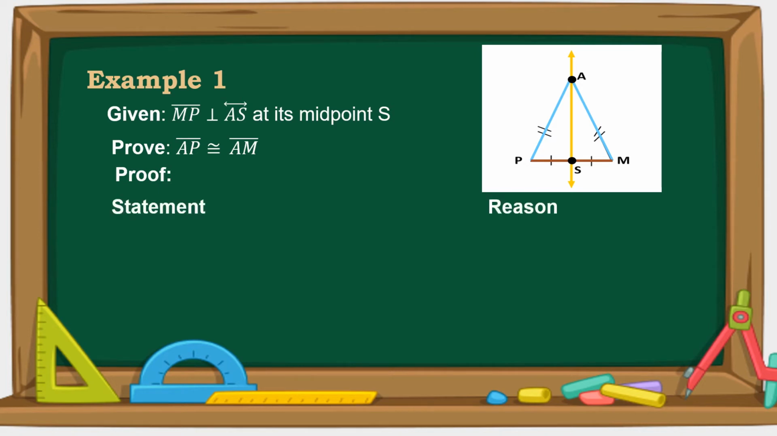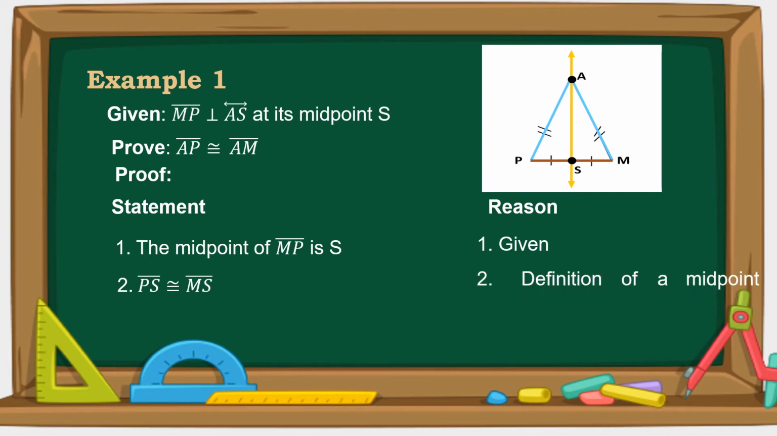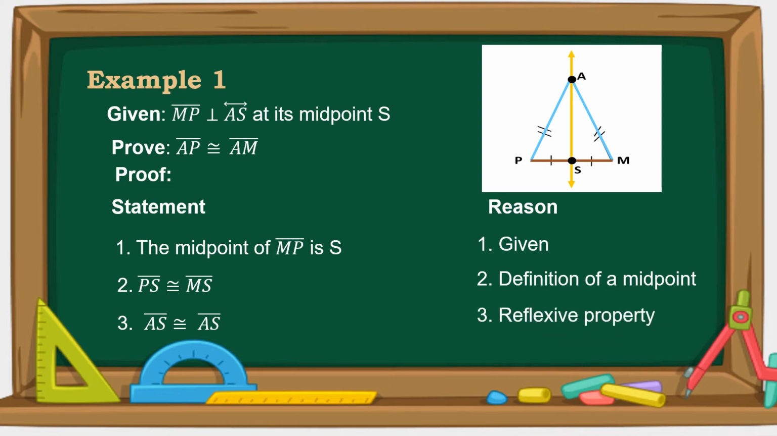So here's the proof. Statement number 1. The midpoint of line segment MP is S. The reason is given. Statement number 2. Line segment PS is congruent to line segment MS. The reason, definition of a midpoint. Third, line segment AS is congruent to line segment AS. Reason, reflexive property.